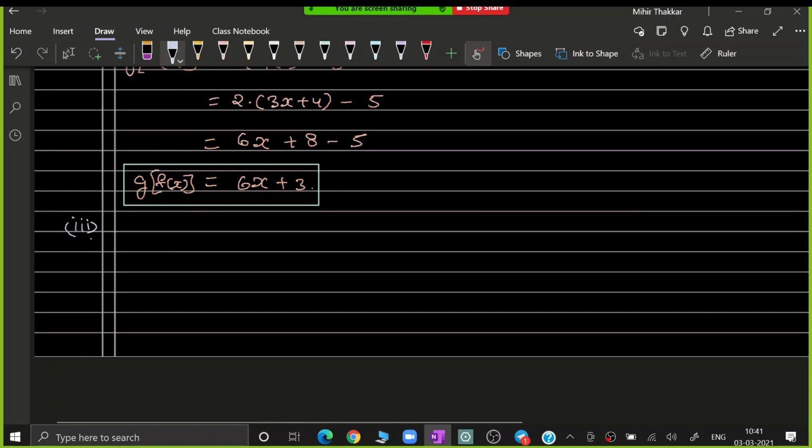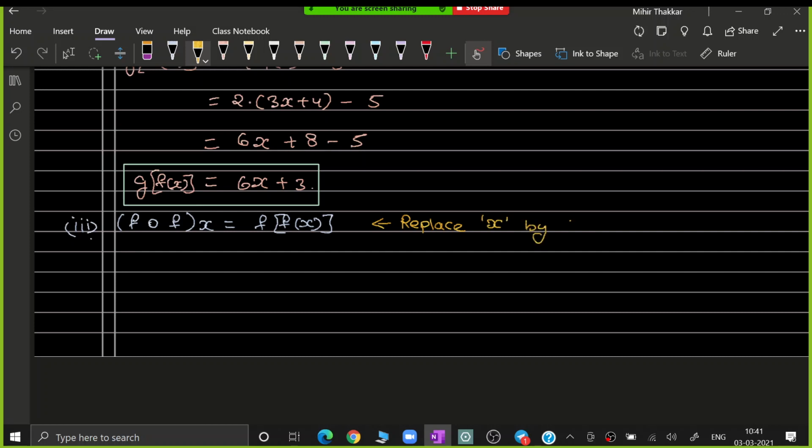The next one that we have is f of fx, which is nothing but f of fx itself. In order to find the answer for this, what we have to do is replace x by fx in fx itself. So now guys, what does this mean? Let us understand.